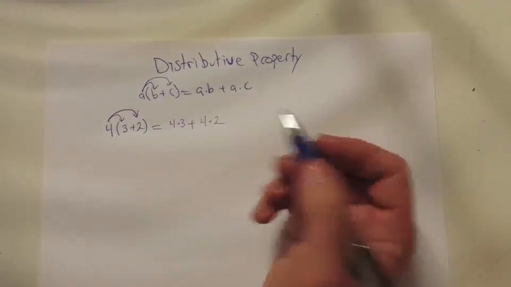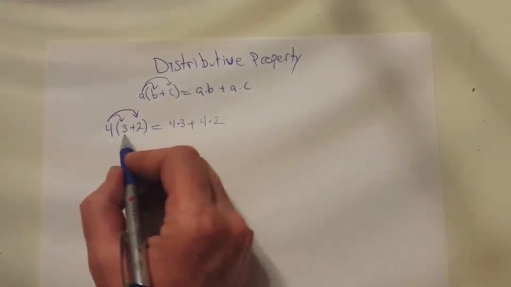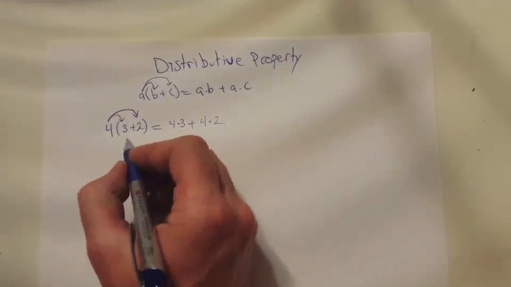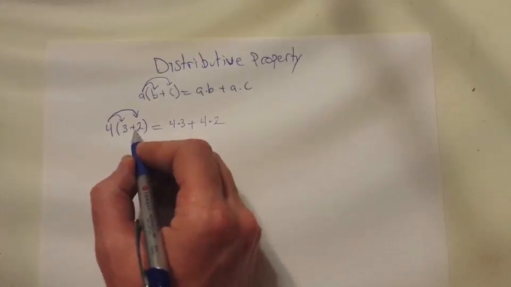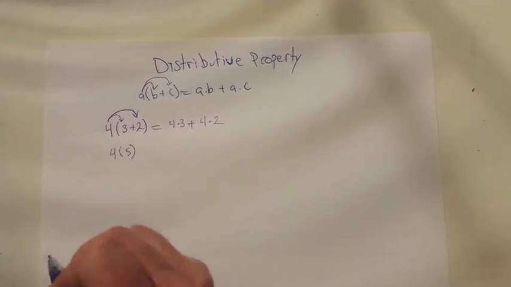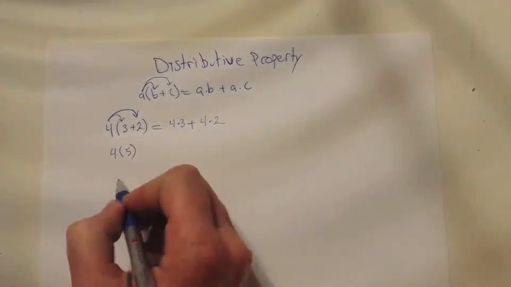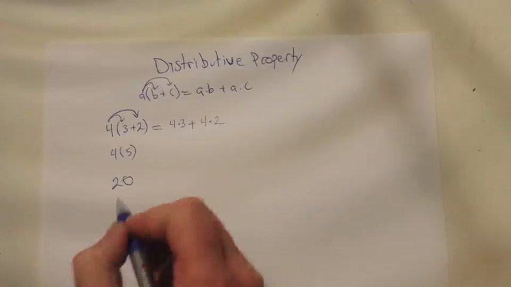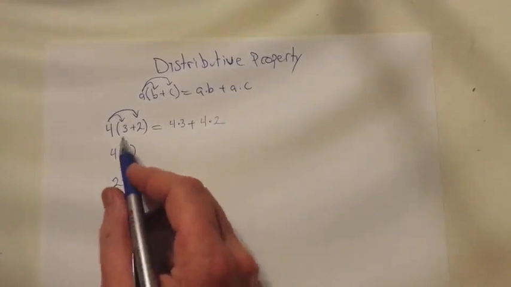And let's check if that's true. Alright, here we can do it real quick. 3 plus 2, that's just 5. So you get 4 times 5. Well, what's 4 times 5? It's 20. So over here I get 20.